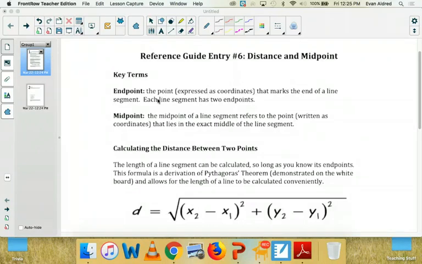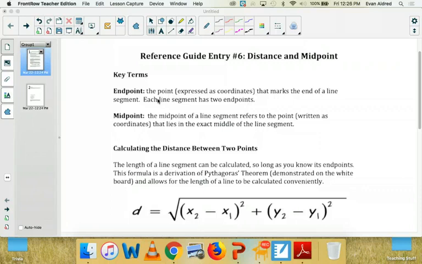The first term is endpoint, and the name kind of indicates what this term means. The endpoint is the point that marks the ends of a line segment. So each line segment has two endpoints. You represent your endpoints using coordinates, just as you would when identifying any point on an axis.